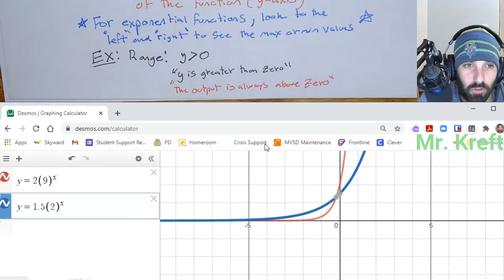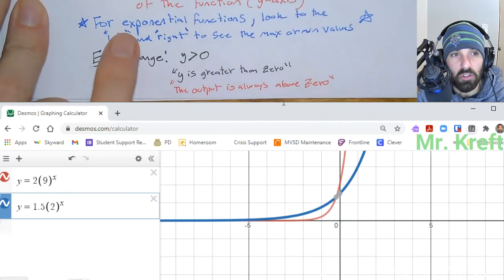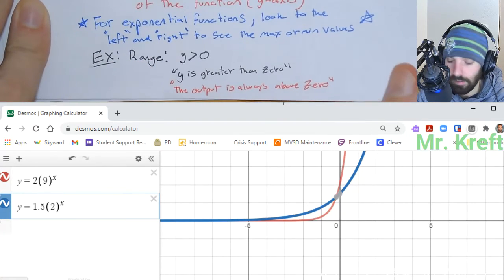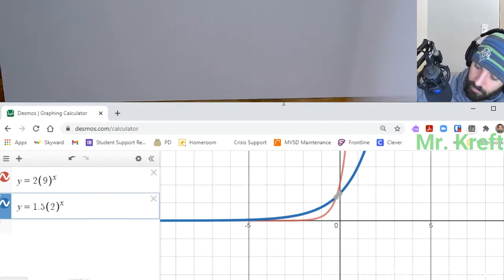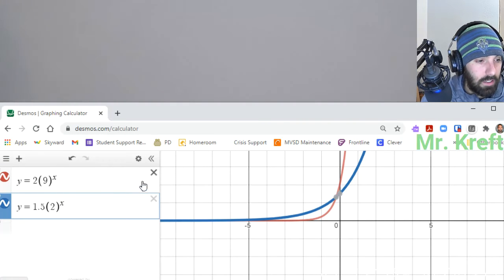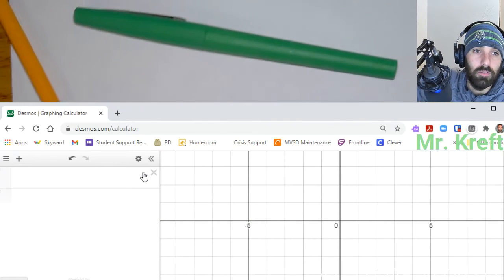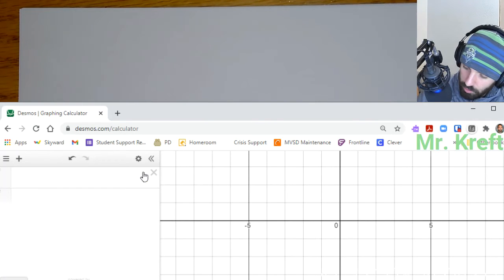All right. So let's do this. Because the domain is always going to be all real numbers, what we're going to take a look at is how we find the range of these functions. Let's take a look at that and see what we can do. I'm going to clear out these functions. I'm going to find the top of my paper. There we go. I'm going to try out some equations.